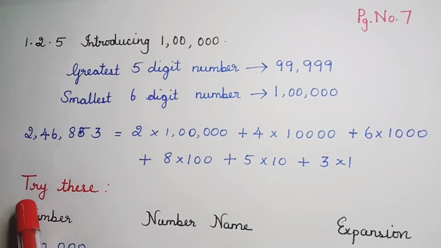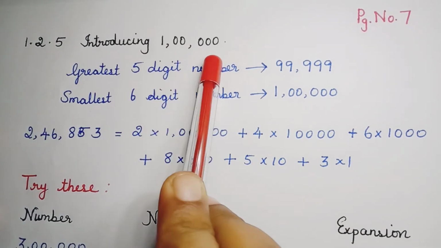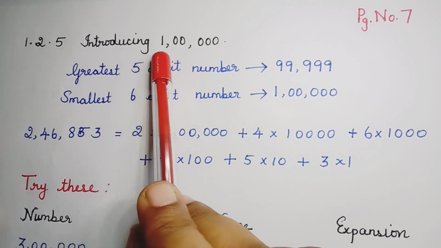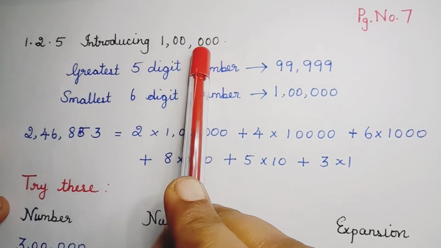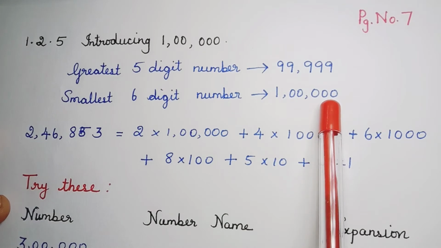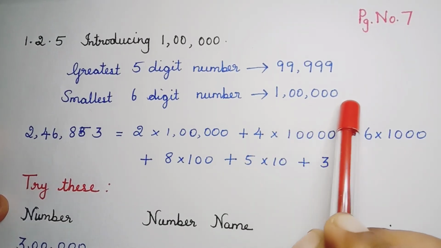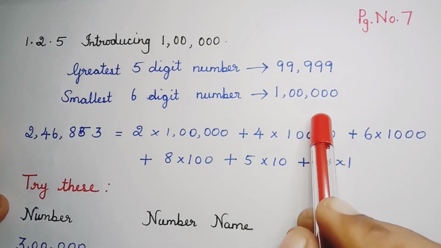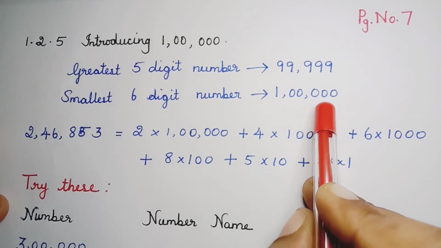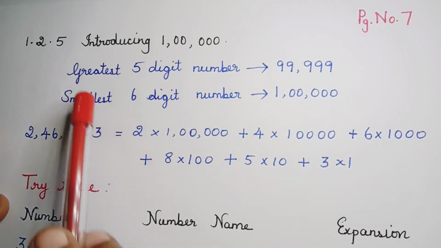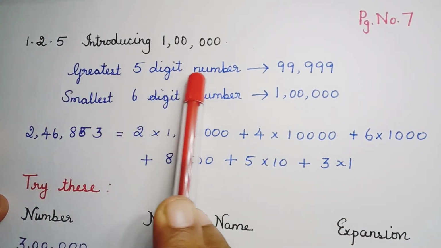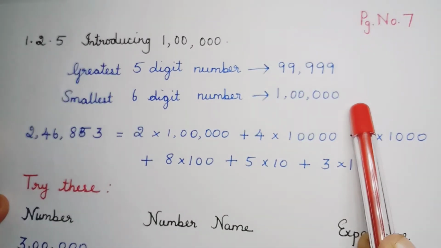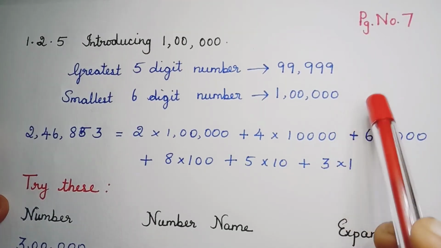Next topic is introducing 1 lakh. We have learned up to 10,000 earlier. Now we are going to learn about 1 lakh. 1 lakh is your smallest 6-digit number. We have learned a pattern earlier, right? Greatest 2-digit number plus 1 is equal to smallest 4-digit number. In that way, the next line of that pattern is greatest 5-digit number plus 1 gives smallest 6-digit number. That is the only concept you have to learn here.